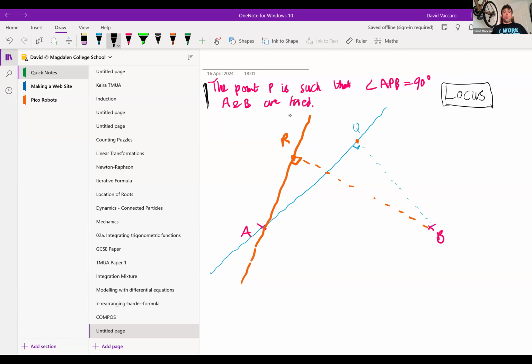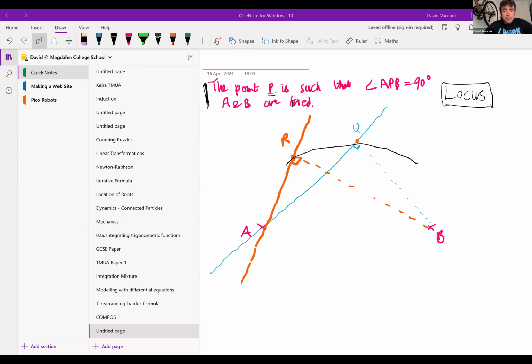Does anybody want to suggest what the locus of the points satisfying P are? So if I was going to join together all the points that satisfy this condition, presumably it's some sort of curve. Does anyone want to suggest what type of curve it is?